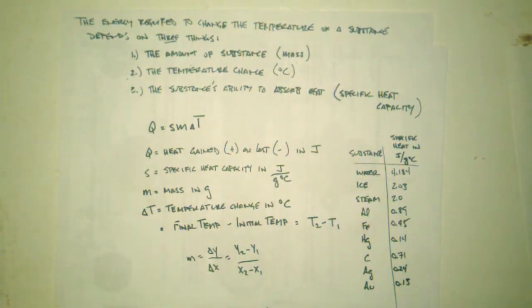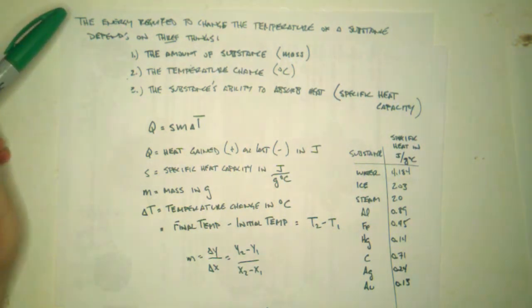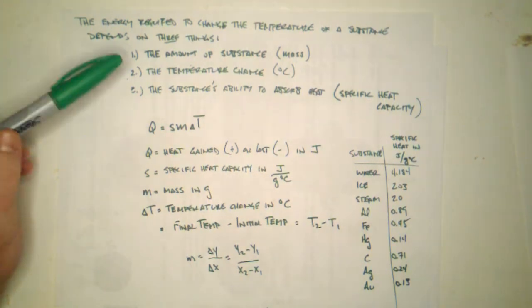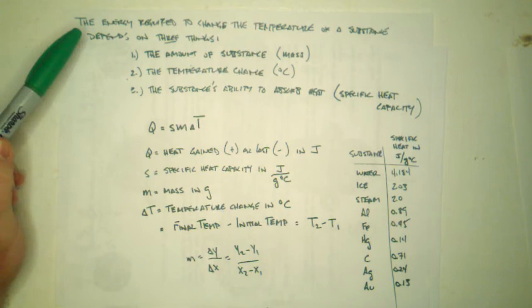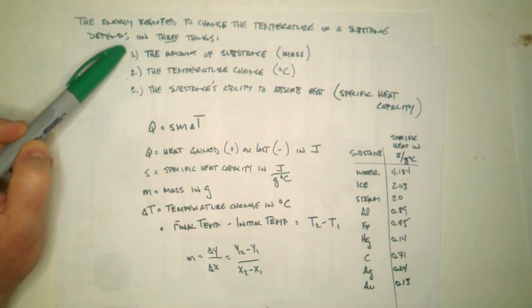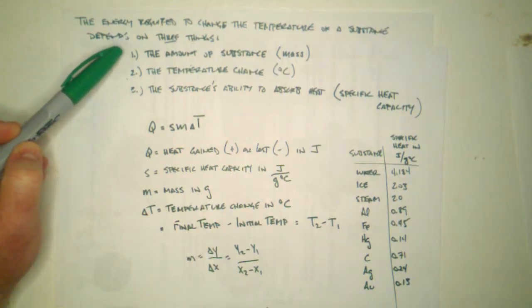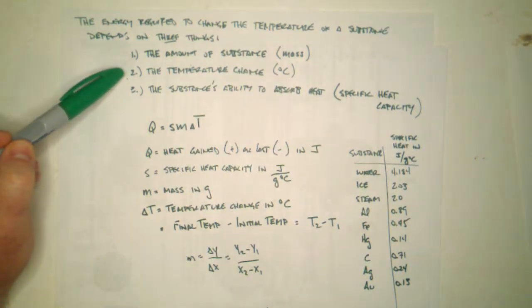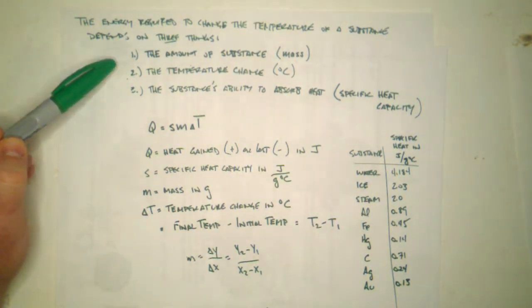We're just looking at calories and joules. And from looking at calories and joules, you found that the energy required to change the temperature of a substance depends on a couple of things, and we're going to add a third right here. First of all, the amount of the substance. The more grams of substance you have, the more energy it takes to raise it a certain temperature. Also, the temperature change you want to produce.